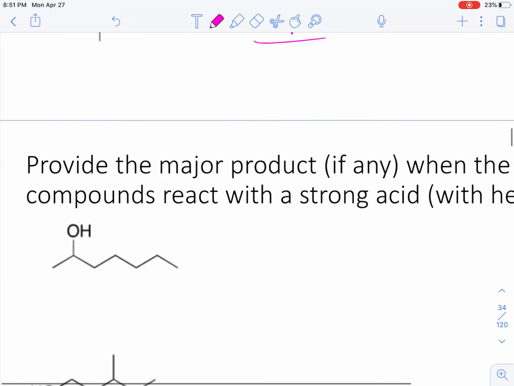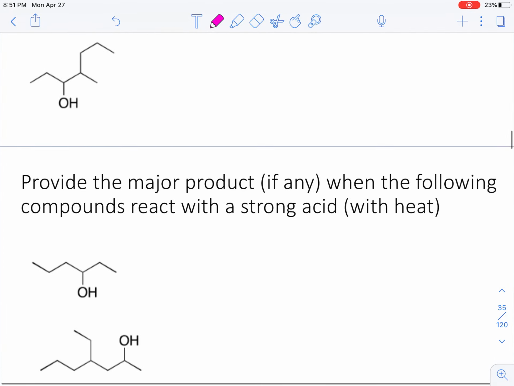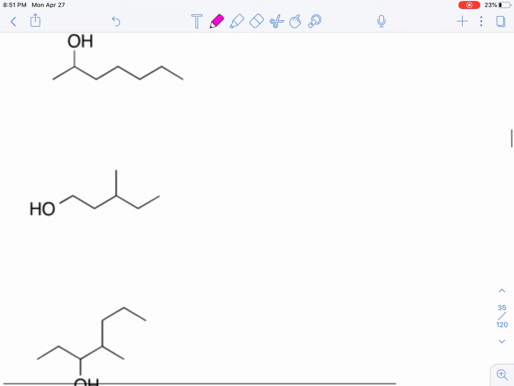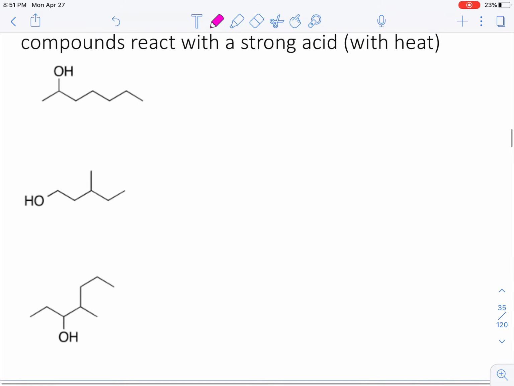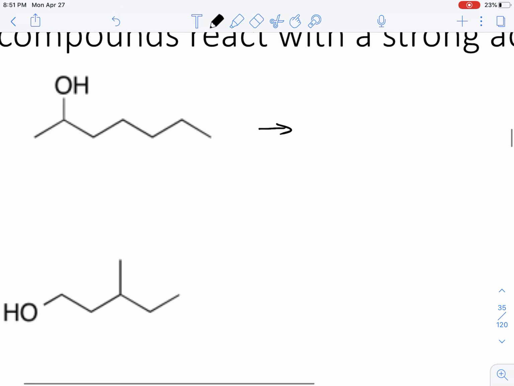All right. I'm just going to go ahead and quickly show you guys the answers for this. Hopefully you guys understand my explanations from doing other problems. So here in this case, I have 1, 2, 3, 4, 5, 6, 7. So if I treat this with H2SO4 and heat, 1, 2, 3, and this.